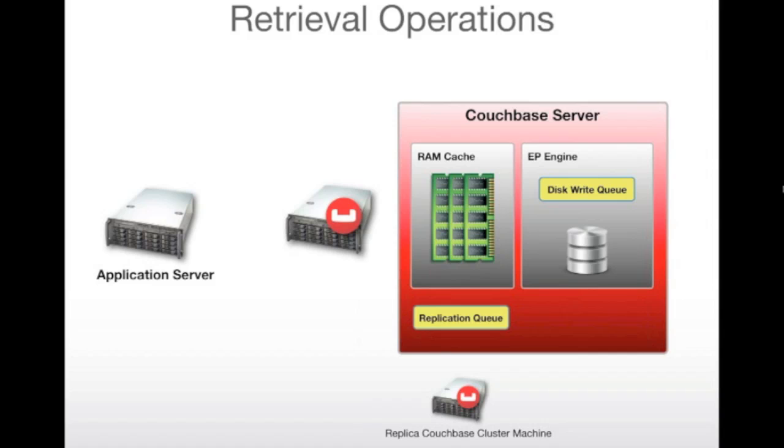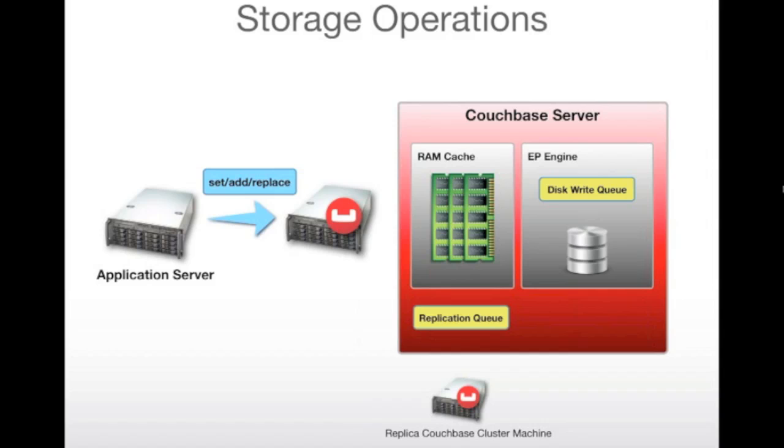So let's look at these retrieval operations. How does this work? The application server is doing a GET request, a retrieval. It's hitting Couchbase Server, and on the right you see the internals of Couchbase Server. It's coming from the RAM cache. In a storage operation, which is set, add, or replace, it goes to the RAM cache, and then it gets added to disk write queues and replication queues.